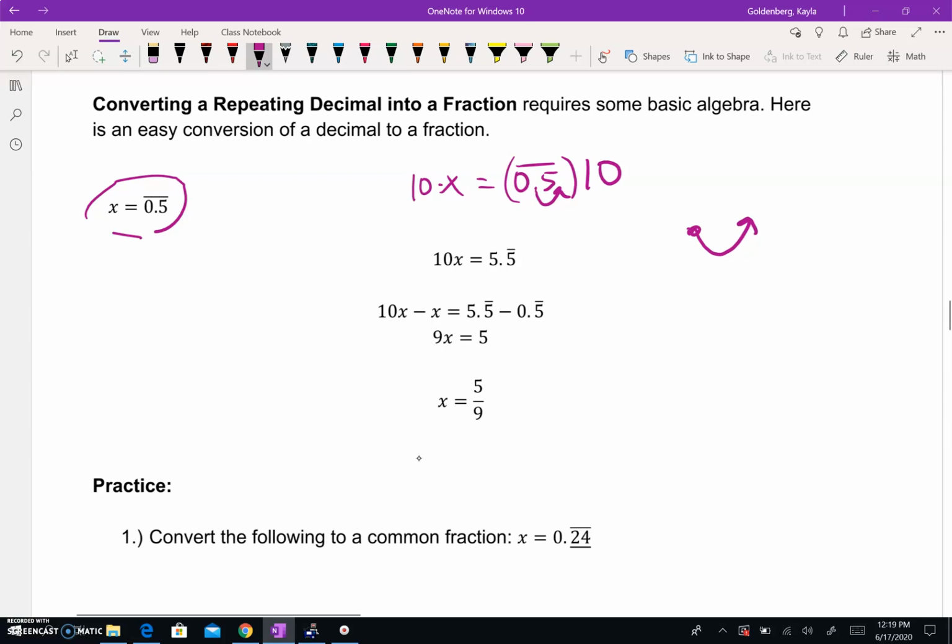From here, if I take equation 1 and subtract equation 2, if I'm doing 10x minus x, and 5.5 repeating minus 0.5 repeating, you get to the point where your equation is now 9x is equal to 5, and you have x is 5/9. Okay. This is also something that you can probably just see using the pattern, but this is an algebraic method in order to achieve that for less familiar examples, perhaps.